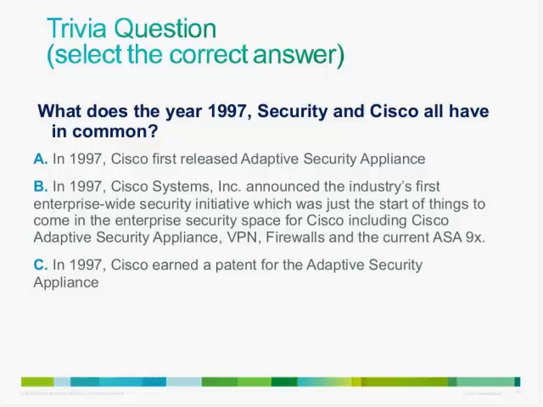Okay, so you might have seen the trivia question that was in the banner for all the promo that we have done for this webcast. The question was, what does the year 1997, security and Cisco all have in common? The options are: A, in 1997, Cisco first released ASA, Adaptive Security Appliance. Option B, in 1997, Cisco Systems announced the industry's first enterprise-wide security initiative, which was just the start of things to come in the enterprise security space for Cisco, including Cisco ASA, VPN, firewalls, and the Cisco ASA 9X. And option C is, in 1997, Cisco earned a patent for the ASA.